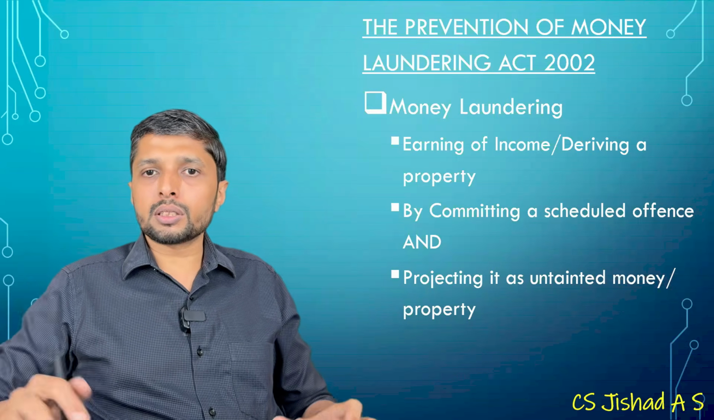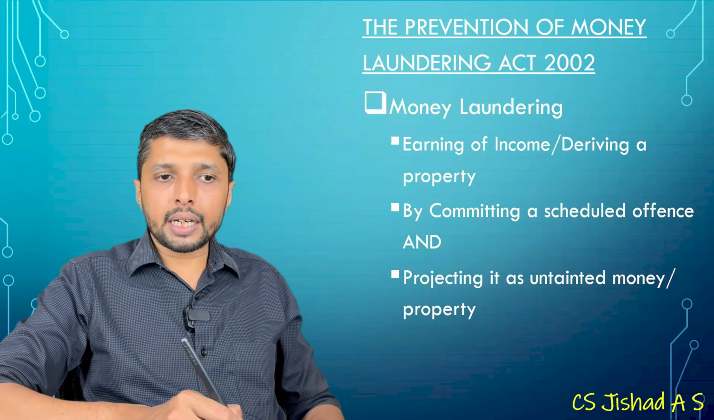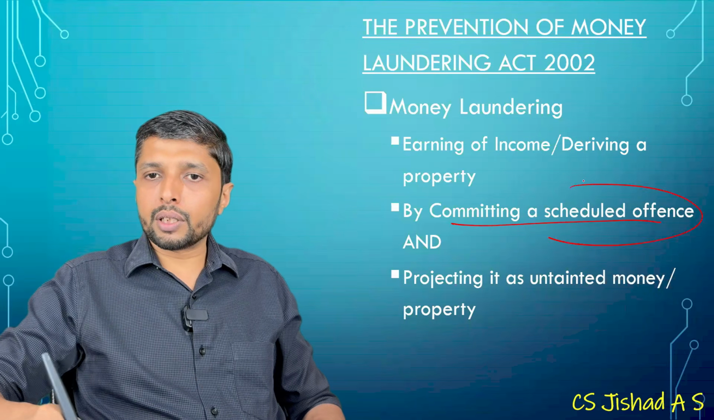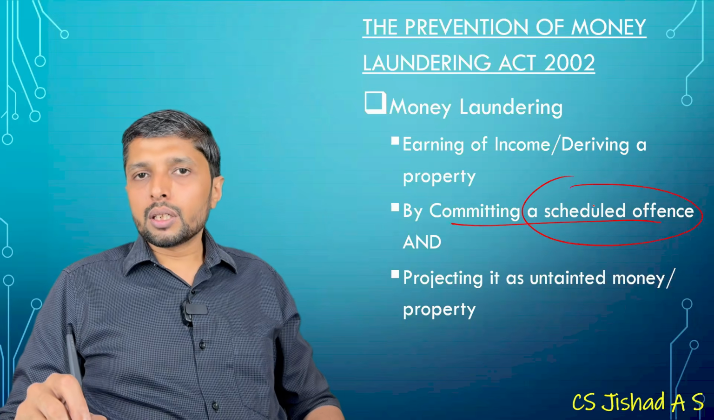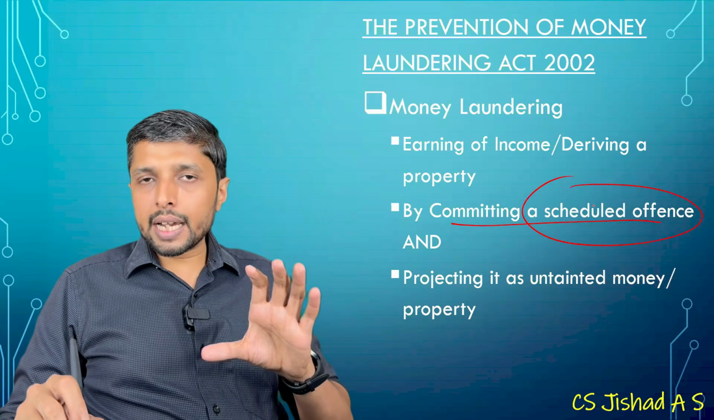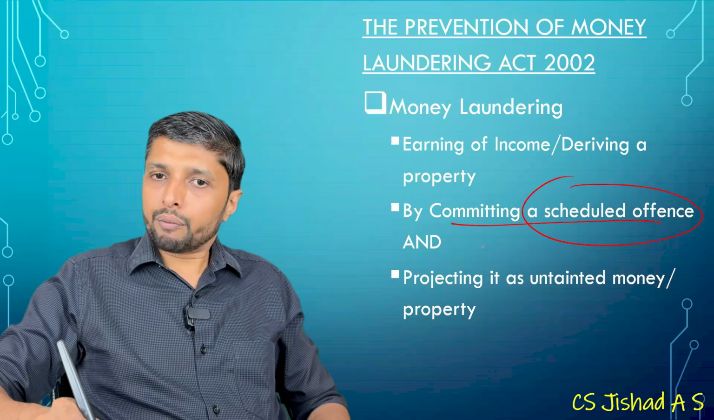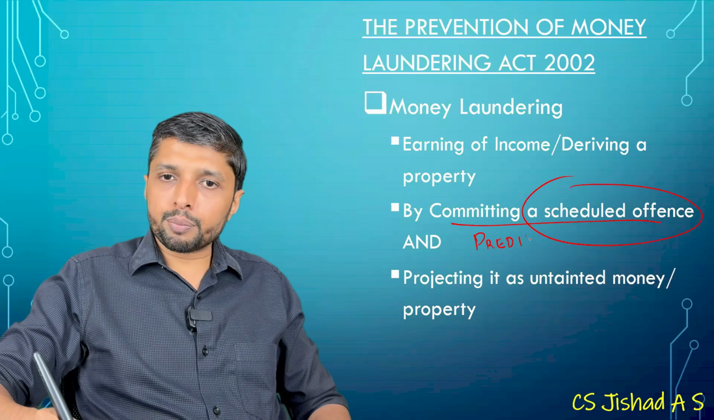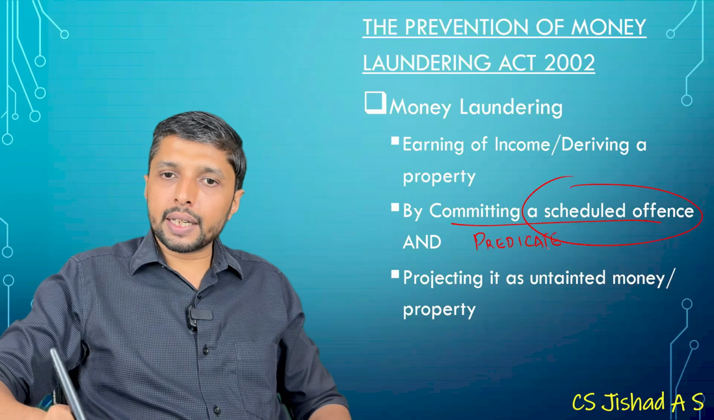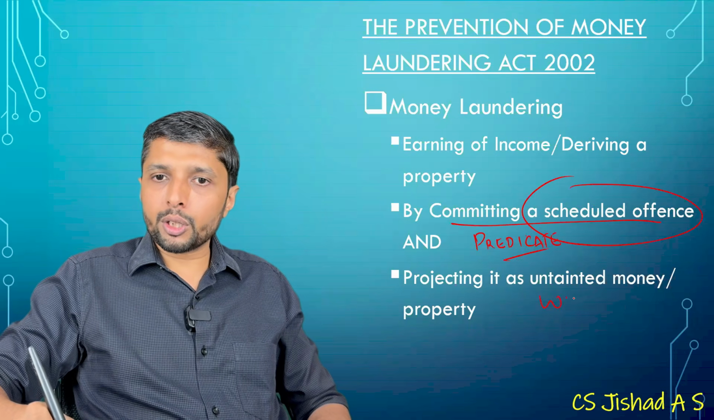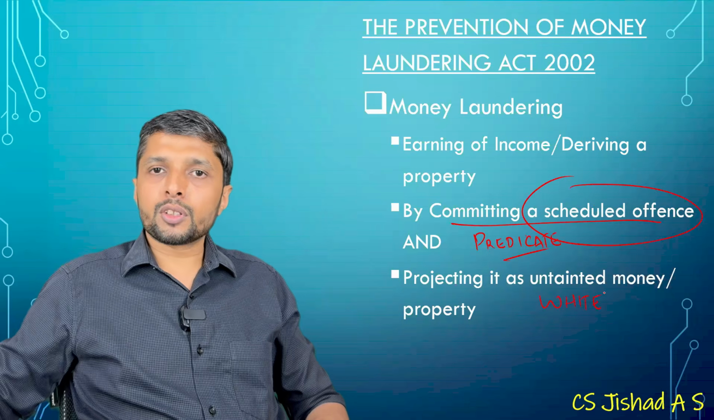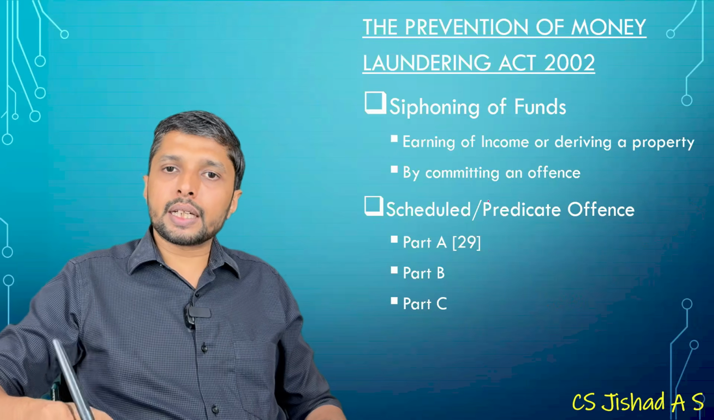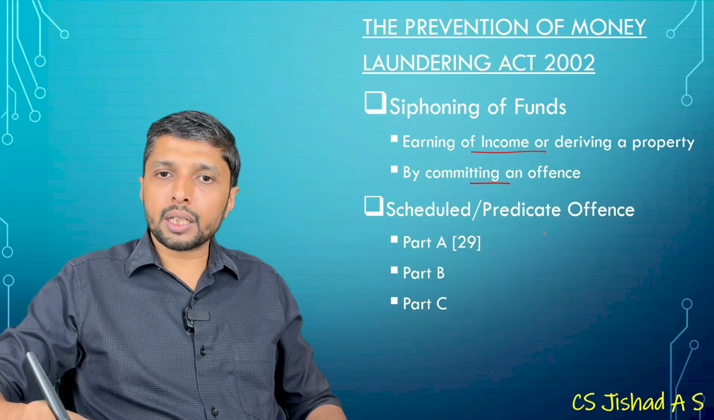Money laundering simply means earning of income or deriving a property by committing a scheduled offense, the 29 acts which are specified in the schedule, also known as predicate offense, and projecting it as untainted property or money, which means you are projecting it as white money. So you are converting your black money into white money, which is money laundering.